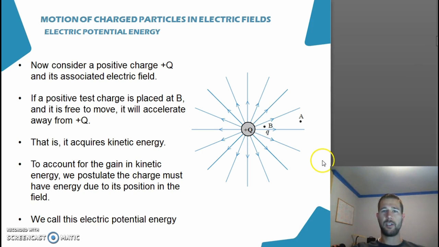Now I'll compare the same scenario but with electric charges. Consider a charge Q and its associated electric field. It's a positive charge, so you can see the field lines radiating outwards. If a test charge is placed at B and it is free to move, it will accelerate away from Q. Q is a positive charge, B is a positive test charge, so they will repel. By doing so, B gains kinetic energy, and to account for this, it must have had energy to begin with, and that would be the electric potential energy.